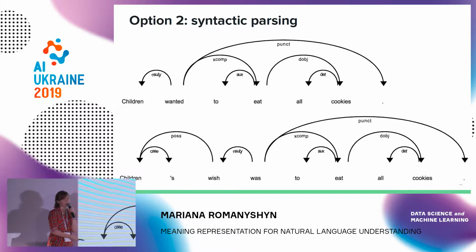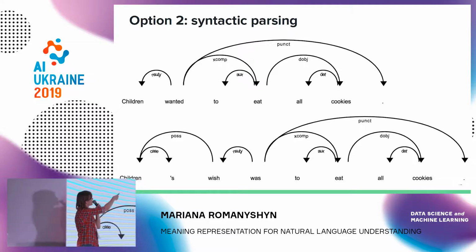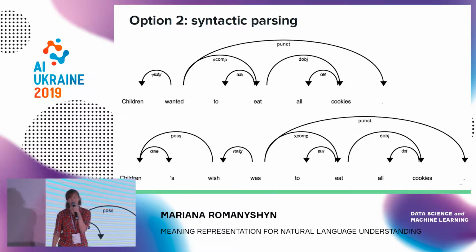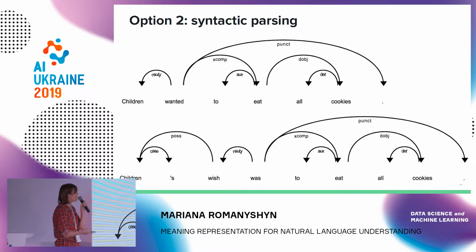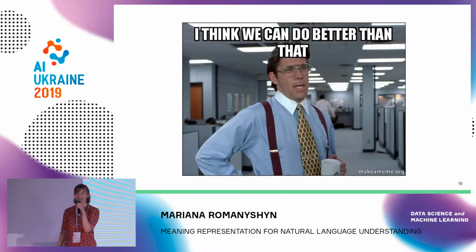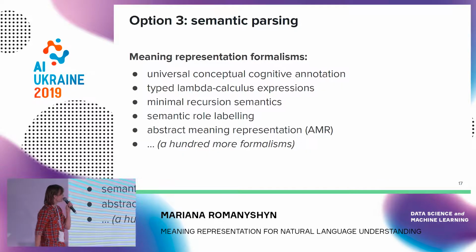children is no longer a subject of anything, and the action of wanting is now represented with a noun, with wish, right? So now we have the same question. Can we do better than that? Well, of course we can, and this is the topic of our presentation today.